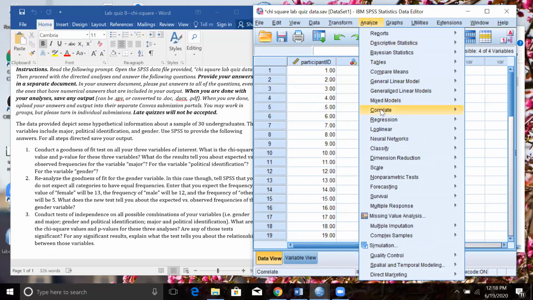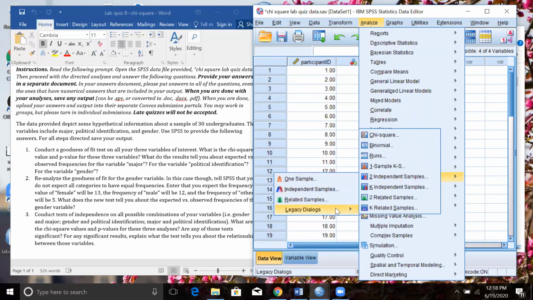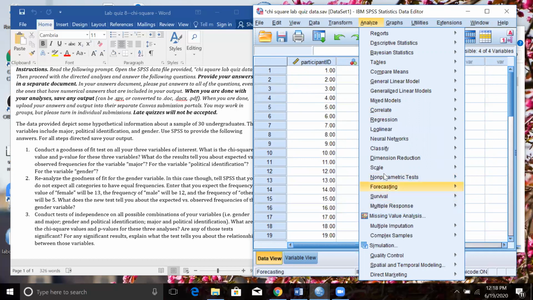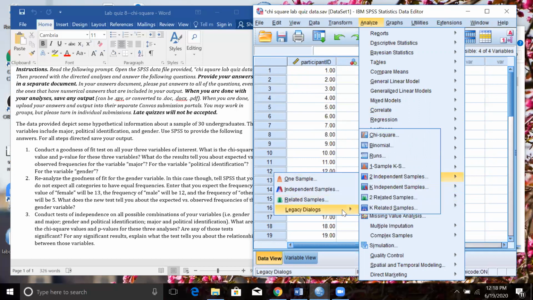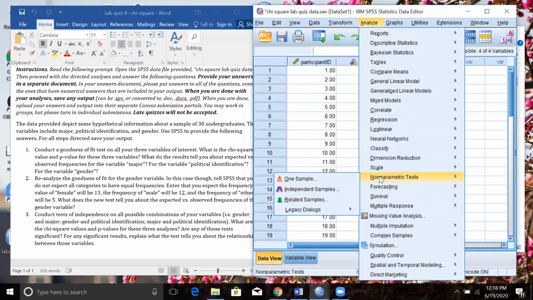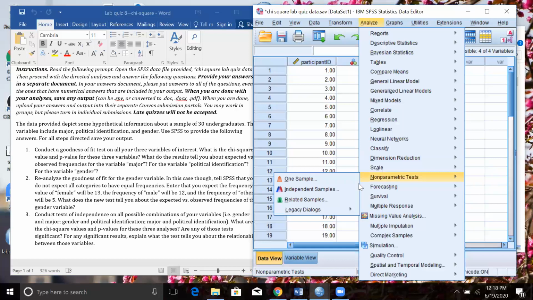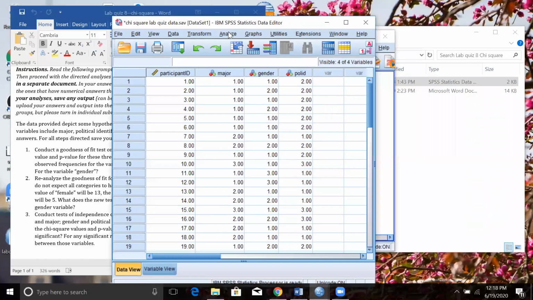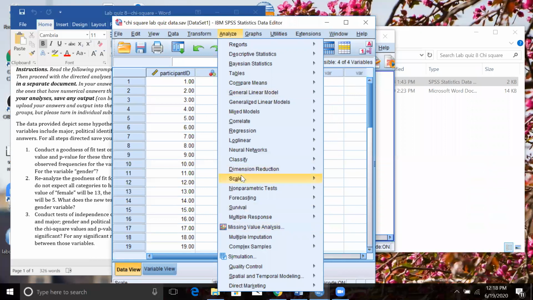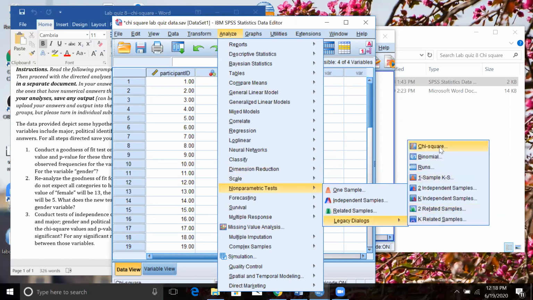Analyze, non-parametric tests, legacy dialogs. I don't know what legacy dialogs mean. I've never asked. Hold on. Why is it like this? Non-parametric, legacy. There we go. Chi-square.